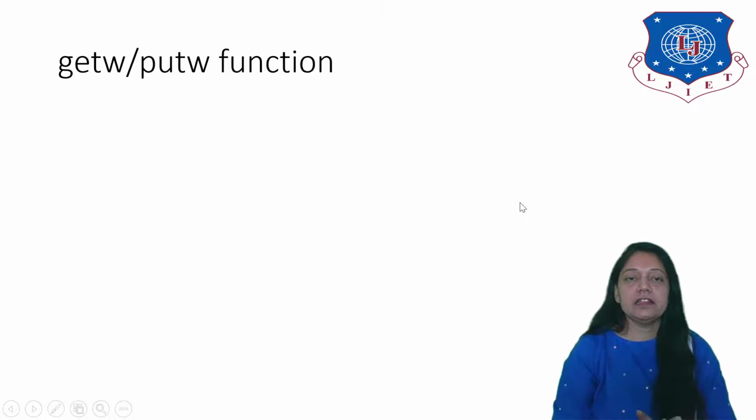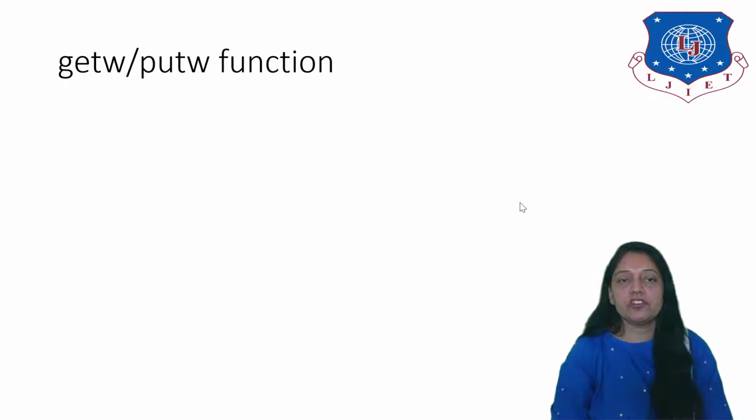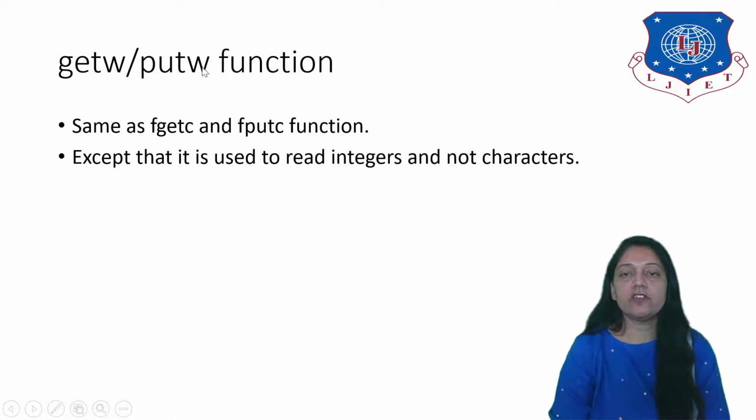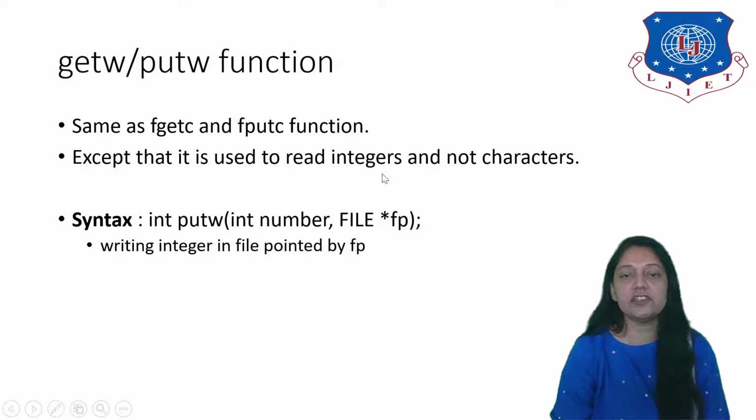Similarly, just like the fgetc and fputc functions, we have functions like getw and putw. In some compilers, it may work as fgetw, fputw, and in some compilers, we can use simply getw and putw functions. getw and putw functions are used for reading and writing integer values in a file. The usage of getw and putw is almost similar to that of fgetc and fputc functions. The only difference is it is used for reading integers and not characters. The syntax is also very similar.